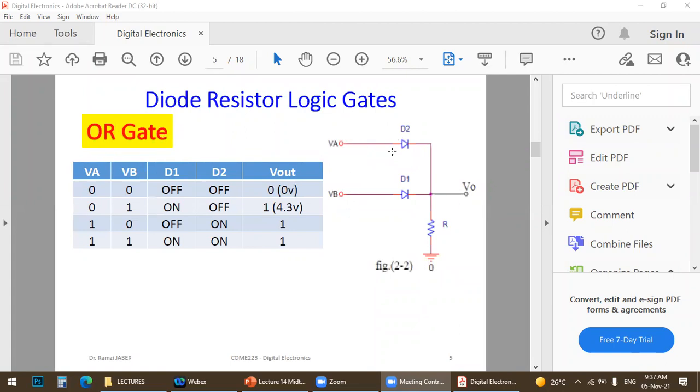هون بالهيدي الاور جيت لما يكون عندنا 0 0 على الانود، هون حطينا 0 0، دايود 1 و 2 not working، حيكون turned off. turned off معناتها الفي اوتبوت connected to the ground.